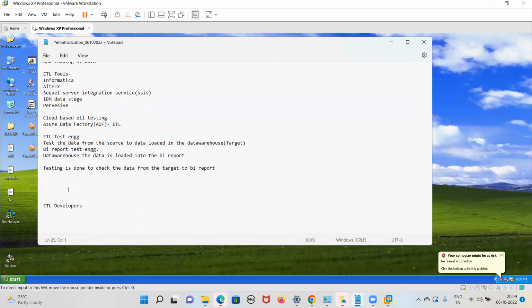So overall, if we tell the roles and responsibilities of an ETL test engineer, there are two steps of validation. First, validation of data from source to the target, that is the data warehouse. Target is nothing but your data warehouse. And the second part of the testing is validation of data from data warehouse to the BI report.